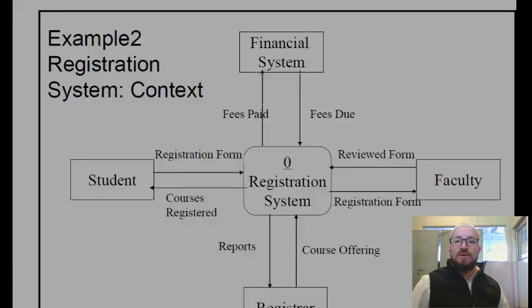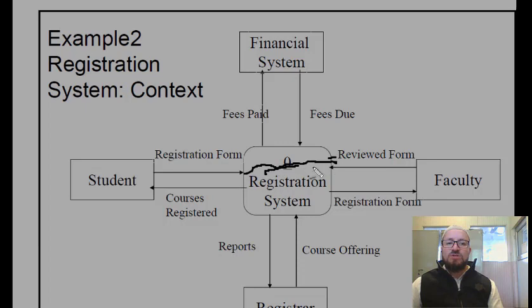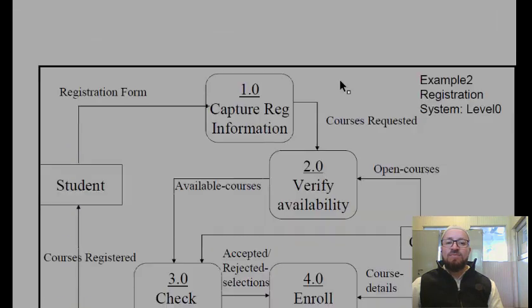Let's take this as an example, because that one had wrong numbering. This is the registration system. We will have one bubble in between, which is the registration system, at level 0 on the top. It's a context level diagram, where we have a single process called registration system, and financial system, student, registrar, and faculty are the external entities. But when we move on to the next level, that is level 0, we will start having all the processes in it.